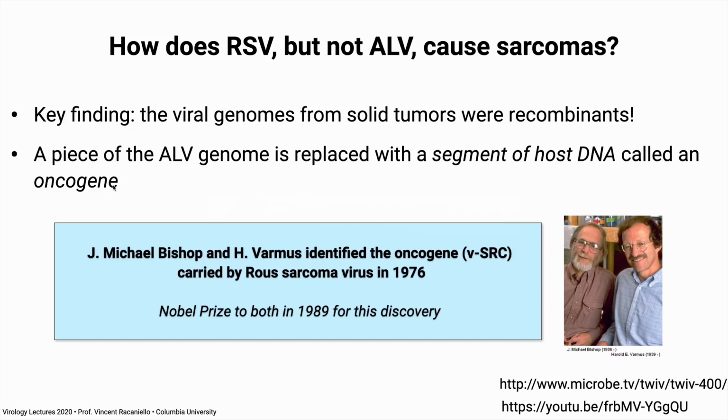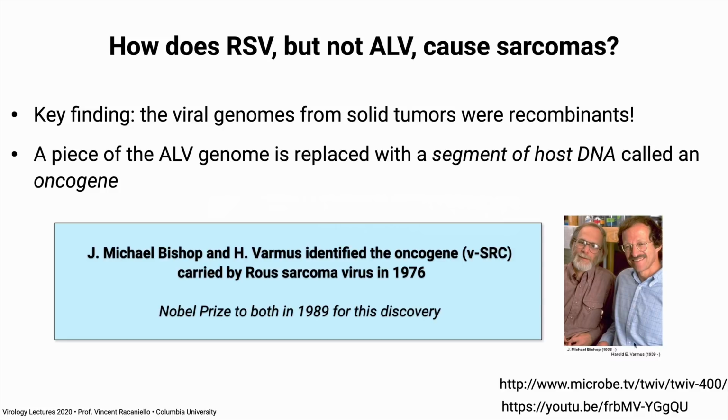And these were studied, enabled by molecular techniques in the 70s. Michael Bishop and Harold Varmus identified the oncogene present in Rous sarcoma virus in 1976. It was called v-src. And they got the Nobel Prize for that in 1989. Third Nobel Prize on Rous sarcoma virus. And here's Mike Bishop and Harold Varmus. And you may know Varmus was head of NIH for a while. He's now at Sloan Kettering here in New York City.